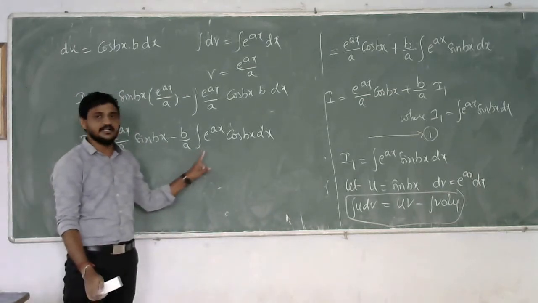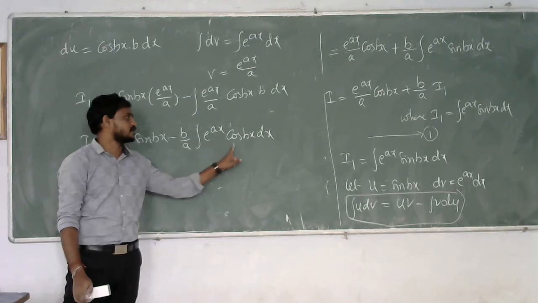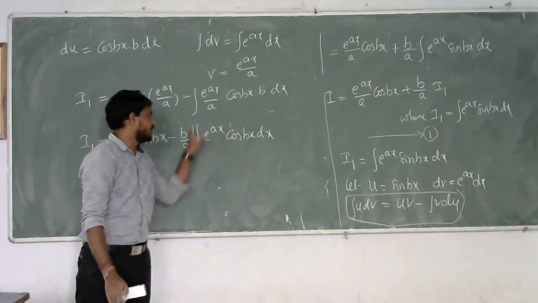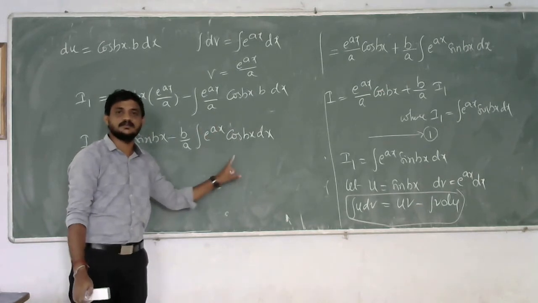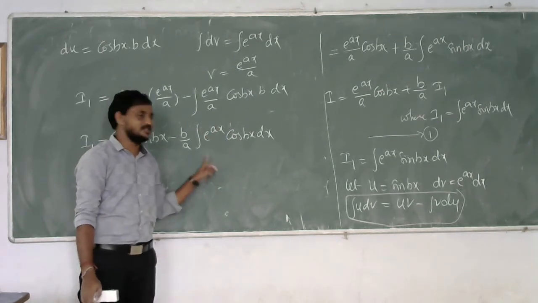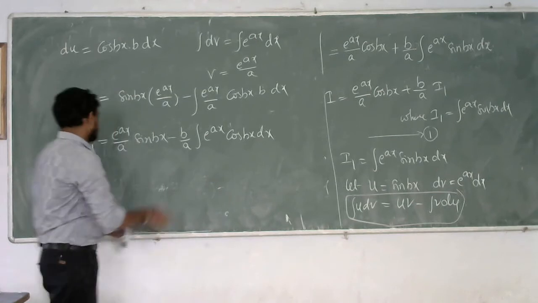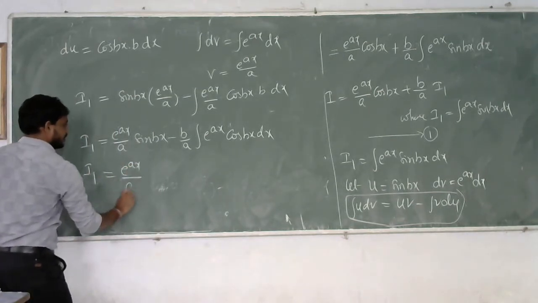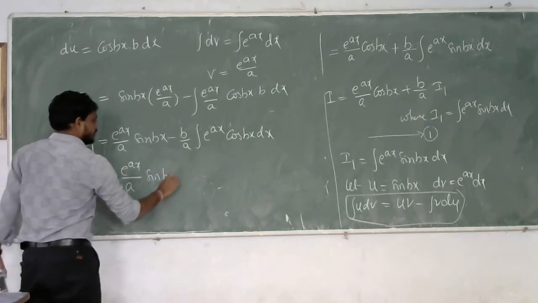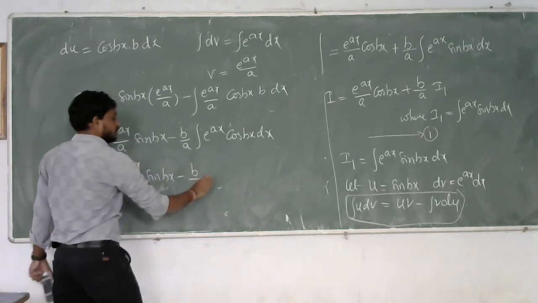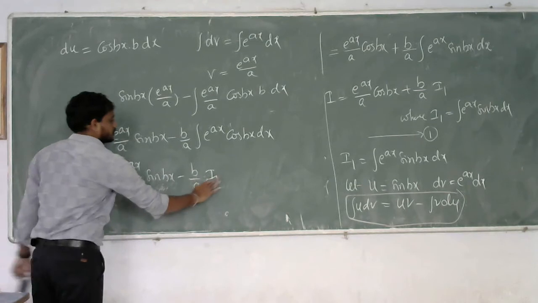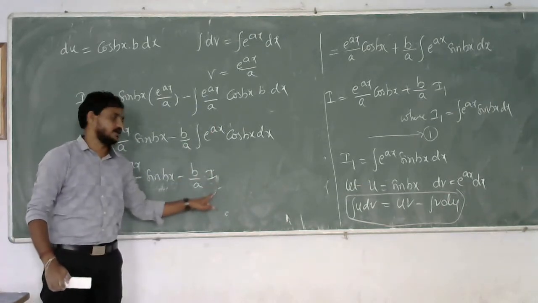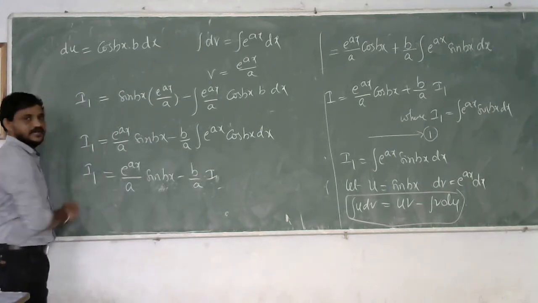If you observe this integral, integral e power of ax cos bx into dx is there. Which is this value? Our given equation, right? So that is nothing but this is I. So let us consider I1 equals e to the power of ax by a into sin bx minus b by a into I. So this total value is what? The given integral I. So that is I1 value.